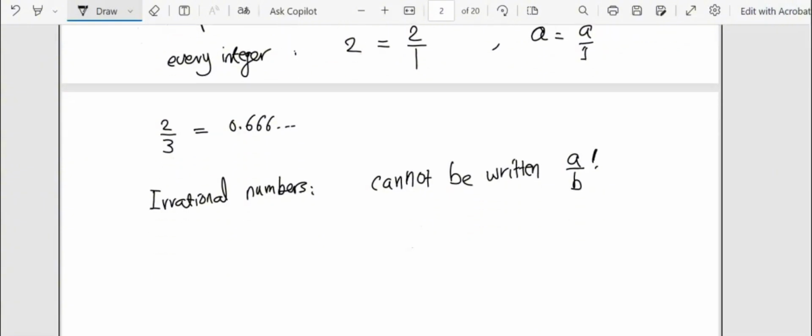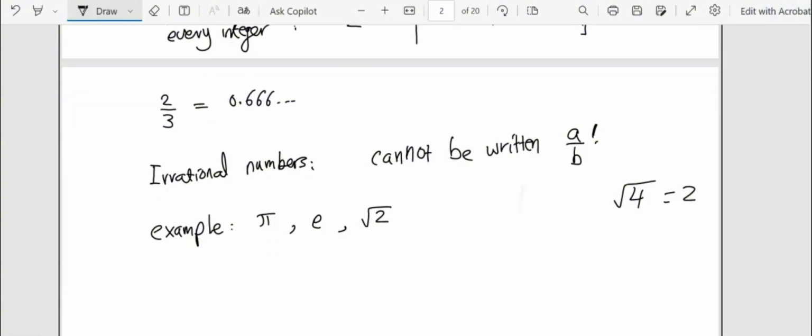For example, the famous irrational numbers that are really very important numbers, by the way, they are not bad numbers, these irrational numbers. So the famous irrational numbers are the constant pi, the famous pi, and e, also the exponent. We will learn about all these. And also root 2, for example, because we could get root 4, which is equal to 2, if it is a perfect square, but when it's not a perfect square like this one, root 2 is an irrational number.